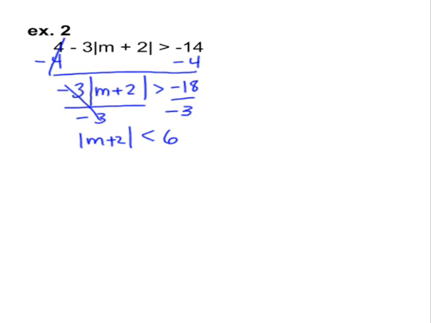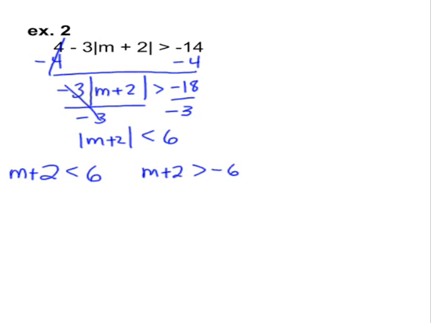Step number 2, break it into 2 problems. We drop the absolute value, keep the same inequality, and keep the same sign. So we've got m plus 2 is less than 6. The second one, we're going to have m plus 2, but this time it's going to be greater than negative 6.